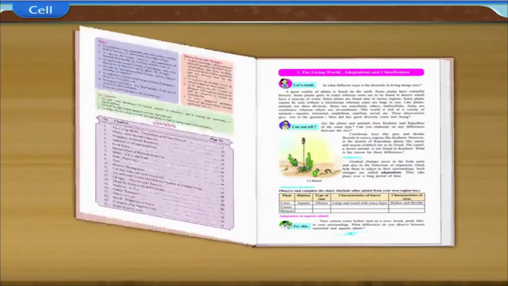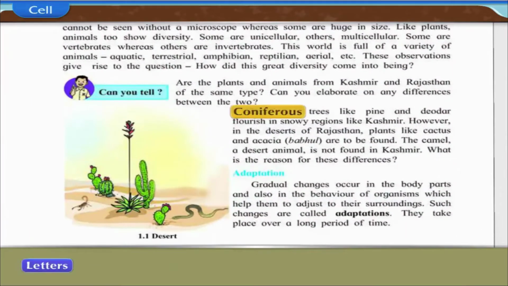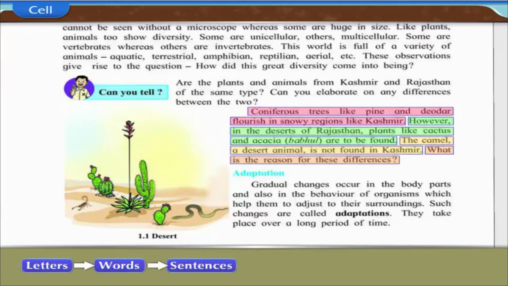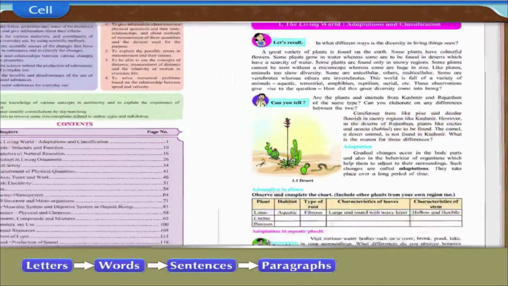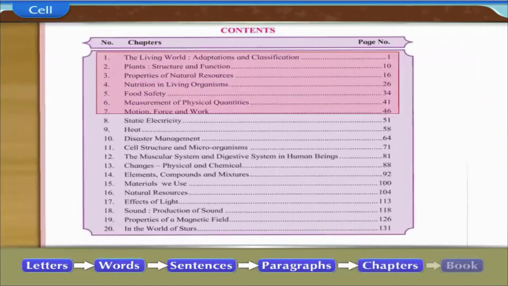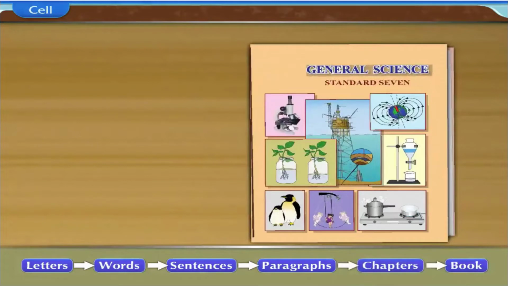Open this textbook and minutely observe its structural organization. Many letters together make a word. Many words make a sentence. Many sentences make a paragraph. Many paragraphs make a chapter. Many such chapters make this entire textbook. Thus, from this, we can say that the smallest unit of this textbook is a letter.